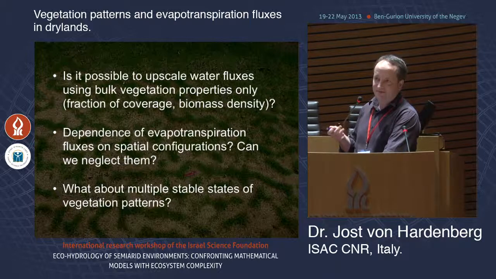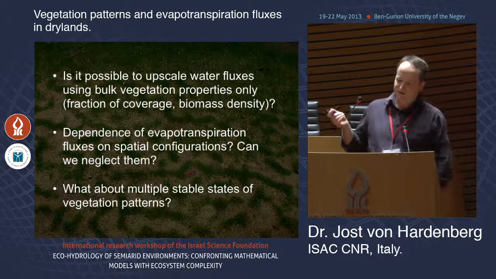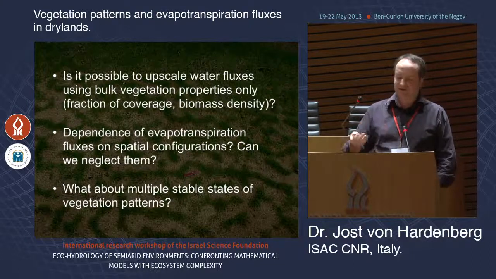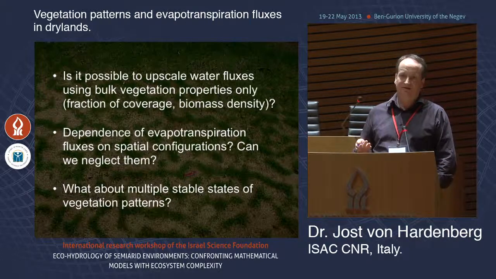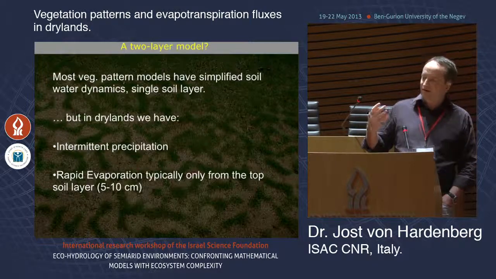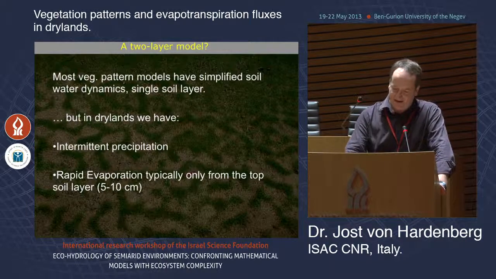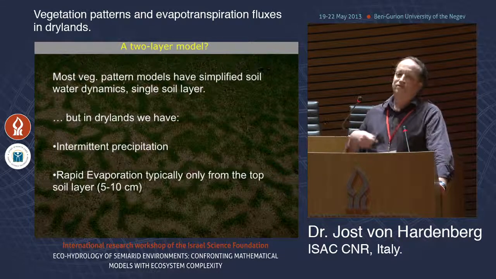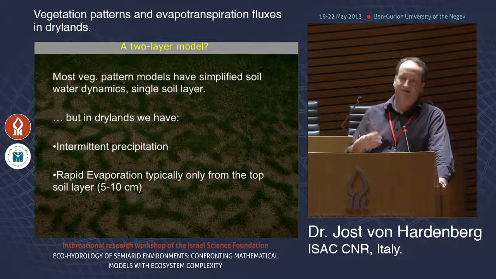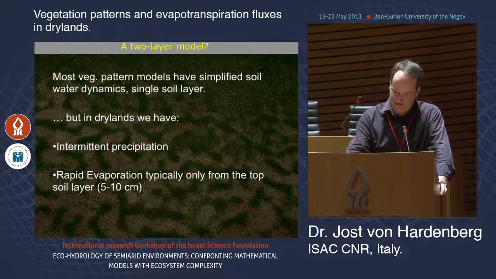What about the fluxes? What about transpiration fluxes? And in general, do these depend on the spatial configurations which a vegetation chooses, in particular in drylands? So this is basically the main motivation of what we are trying to address. And in order to do this, we need to go into more detail and look at the evapotranspiration related to the pattern formation phenomena we have been seeing these days.